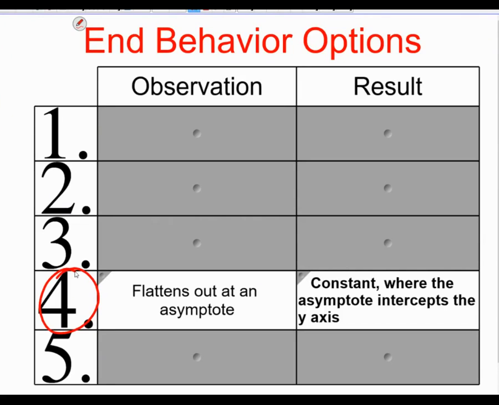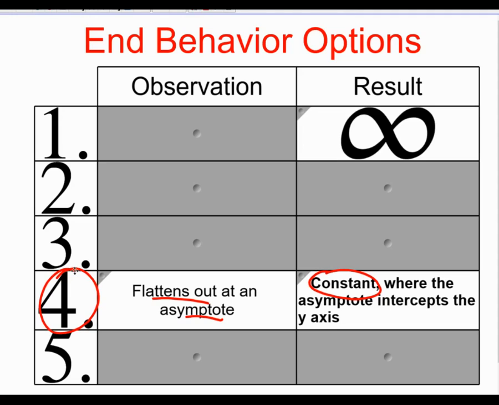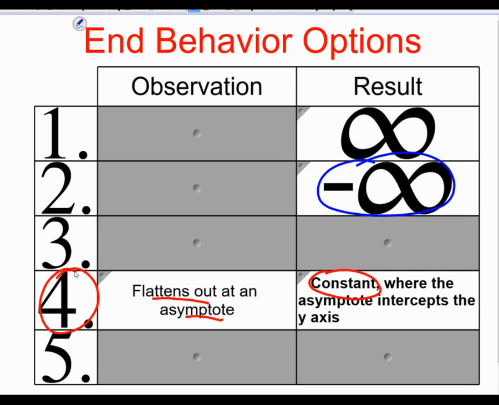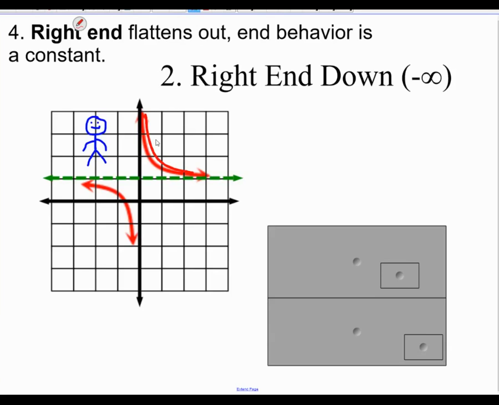Option 4, flattening out at an asymptote where the result is a constant. Remember, lots of times we say infinity or negative infinity. It's like a 50-50 guess. Let's investigate this as if it were going to be negative infinity. Here we have a function that we could make the argument goes down forever.